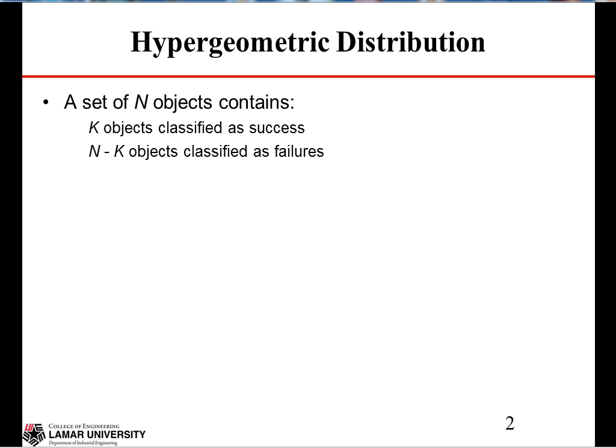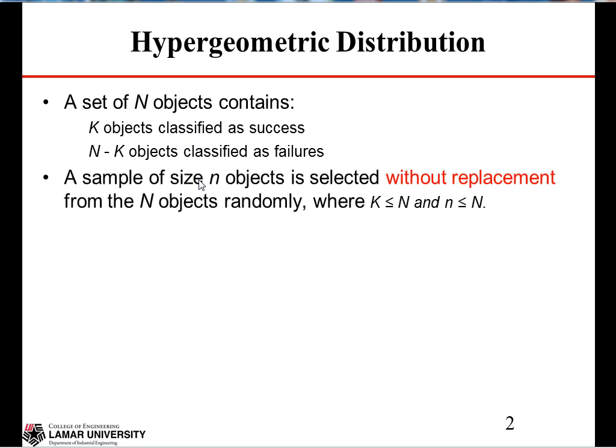Usually we will be looking at a batch of product. Say we have capital N objects. Out of these N objects, K objects are classified as success. The rest, N minus K objects, are classified as failure. Out of this total of capital N objects, which we call a batch, we're going to take a sample of size lowercase n randomly without replacement. This is very important: without replacement.